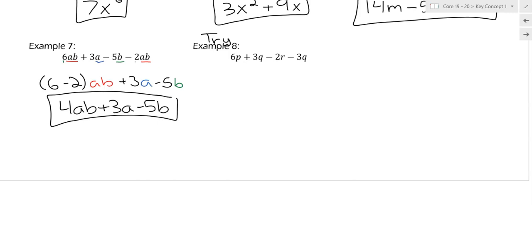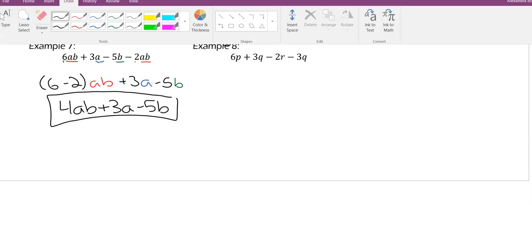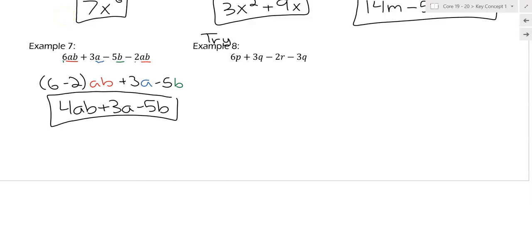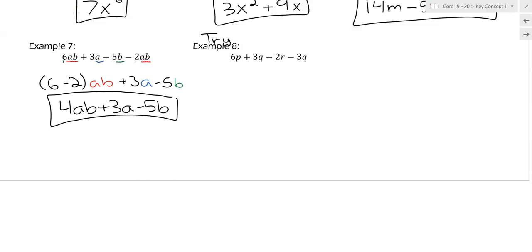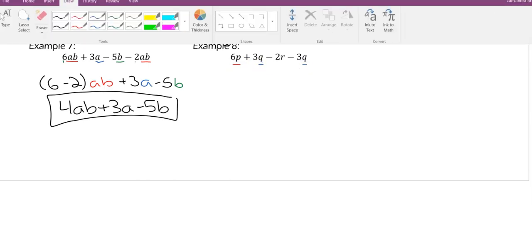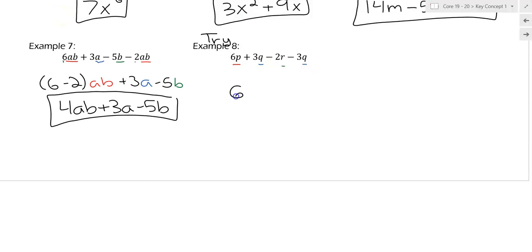All right, at this time, you should already have an answer for example 8 on your page. You should have tried it on your own. Okay. So this one's similar. We have 3 different terms. I have a p. There's only one of them. I have 2 q's and then 1 r. So that's 6p. p comes first in the alphabet, so it's going to go first. Then I have 3q and negative 3q. And then minus 2r. Right?